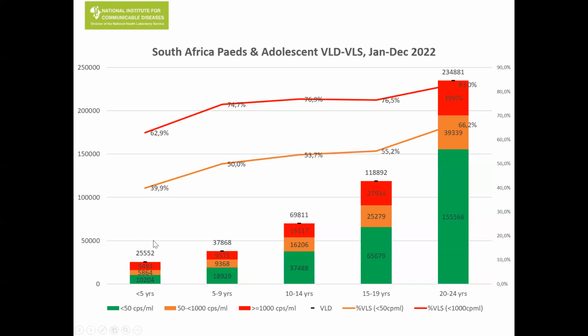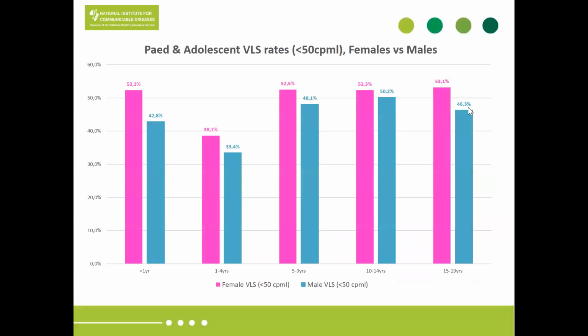Obviously, the less than 5s comprise the smallest population because of an effective PMTCT program. But despite that, you've obviously got a very, let's say, high number of patients who require attention because they are not suppressed. And it goes up with increasing age, but obviously the number of patients who are living with HIV obviously increases as well as the absolute number who are not suppressed in the older age groups.